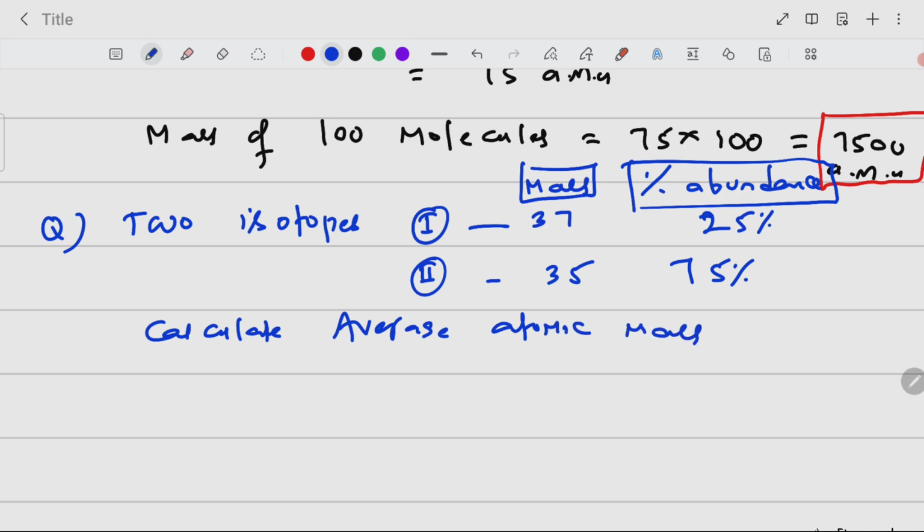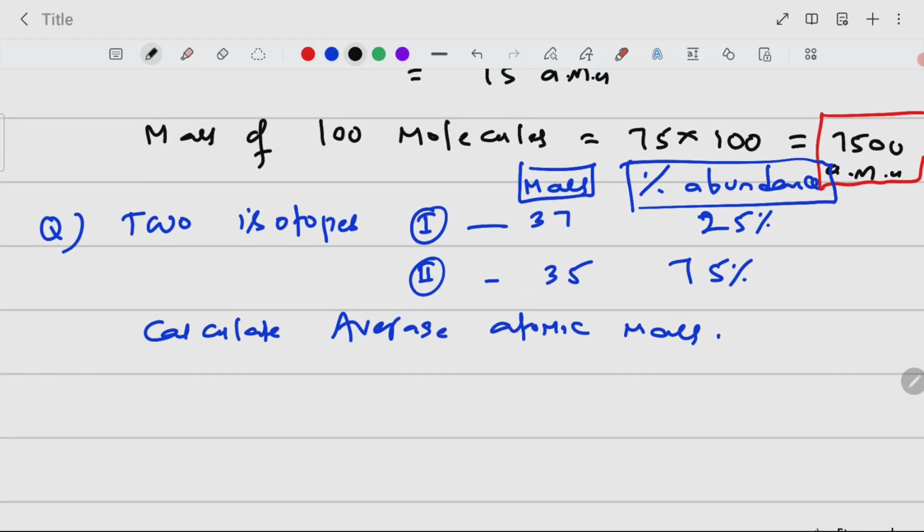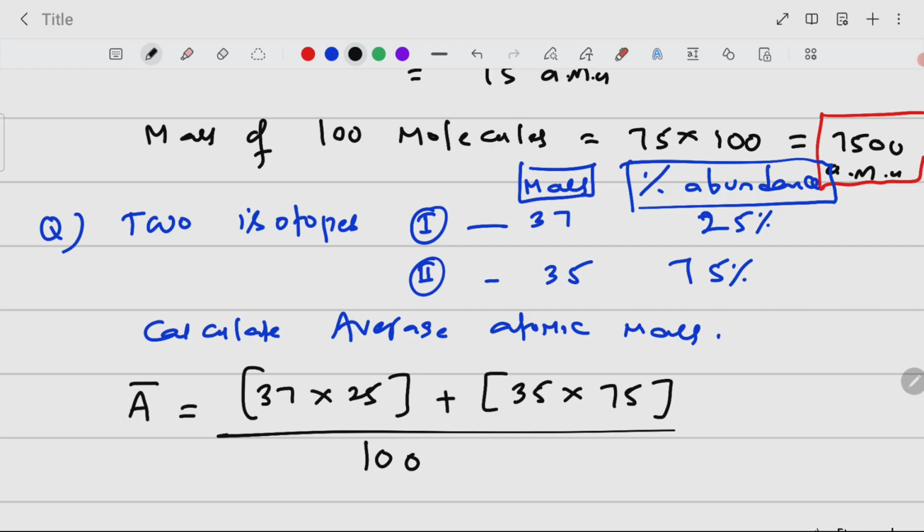Already we used the same question format. We discussed the formula in the previous lecture. Whatever formulas are required in this lecture, we already discussed in lecture 1. If you did not watch lecture 1, revisit it, then come back to lecture 2. So here I am representing average atomic mass like this: the mass of isotope 1, 37, times its percentage abundance, 25, plus the mass of isotope 2, 35, times its percentage, 75, divided by total abundance, 75 plus 25, which is 100.